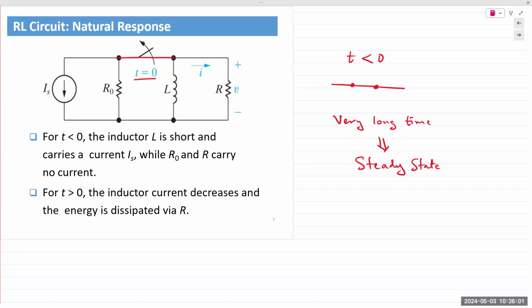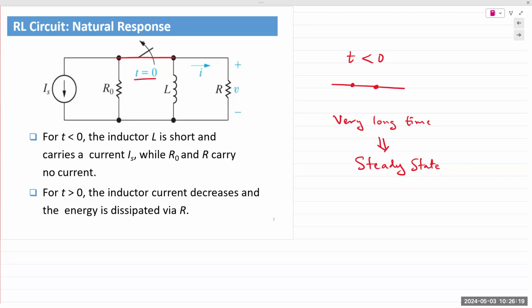Does that make sense? We are beginning our analysis at t equal to 0. So we need to know what the value of that current or voltage is at t equal to 0. For that, we look into the past. That's all. Any questions?